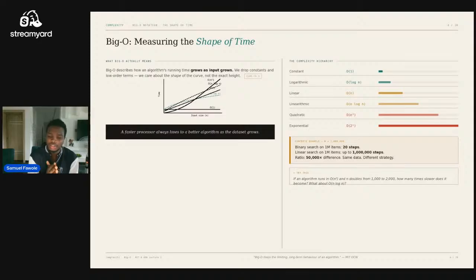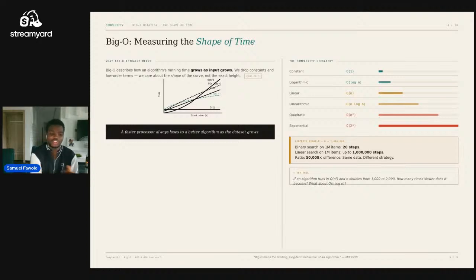So linear search, as the name implies, will take 1 million steps for 1 million items, and binary search would take 20 steps for 1 million items. That's ridiculously good compared to linear search.